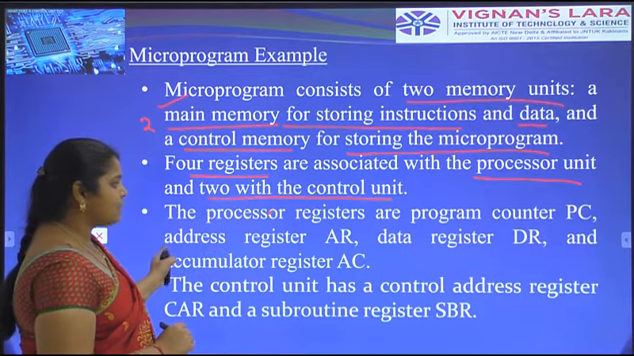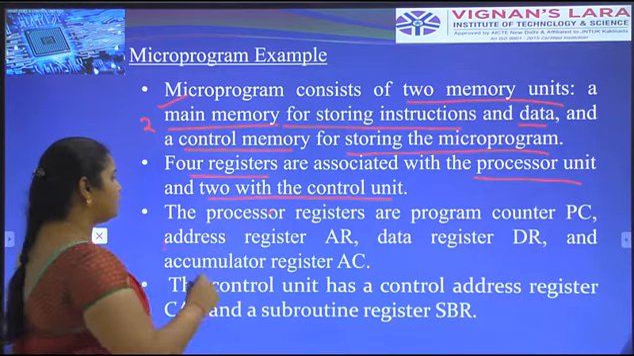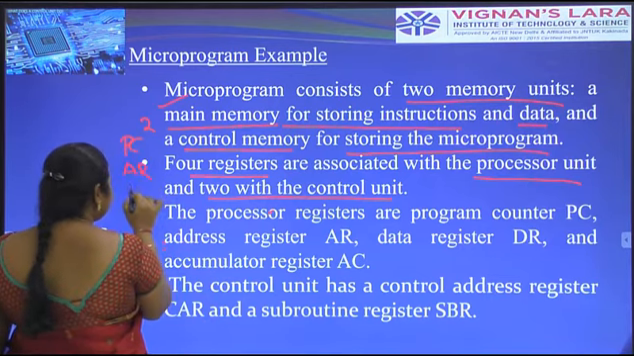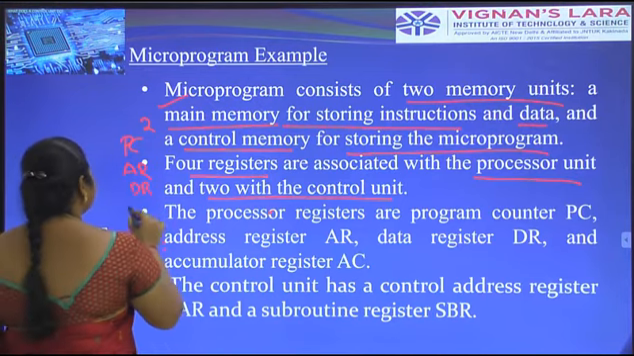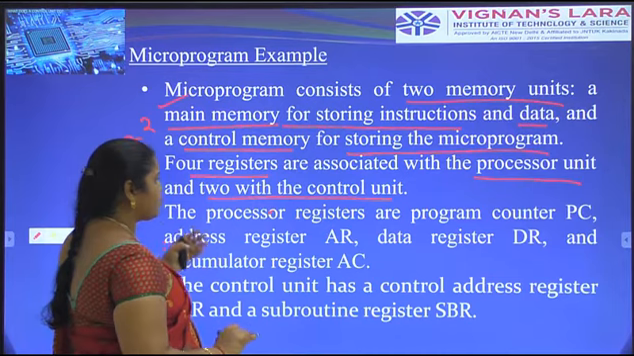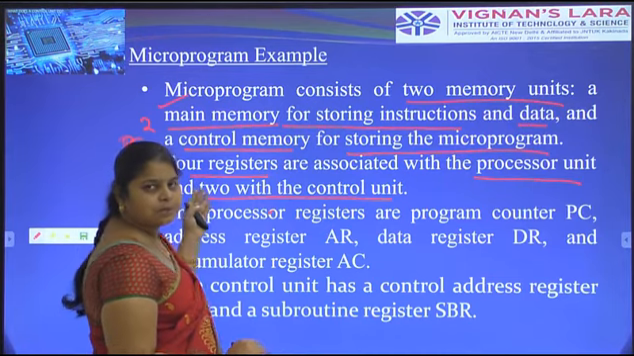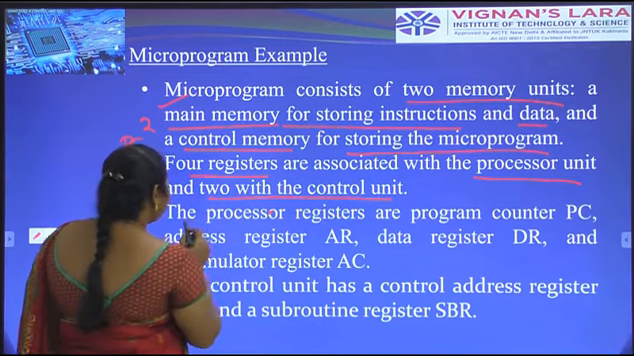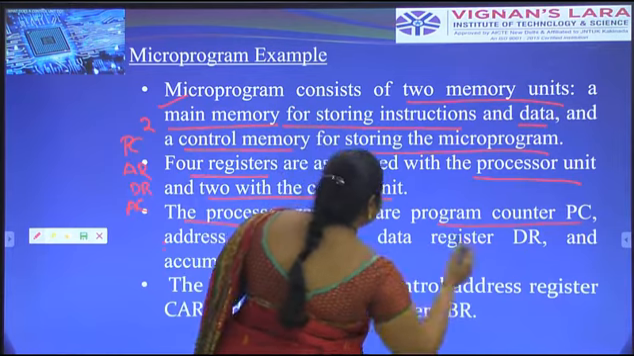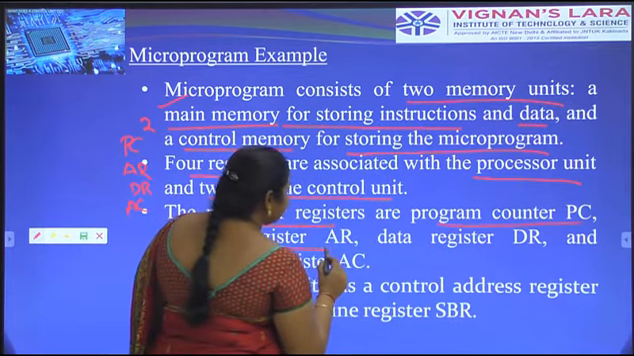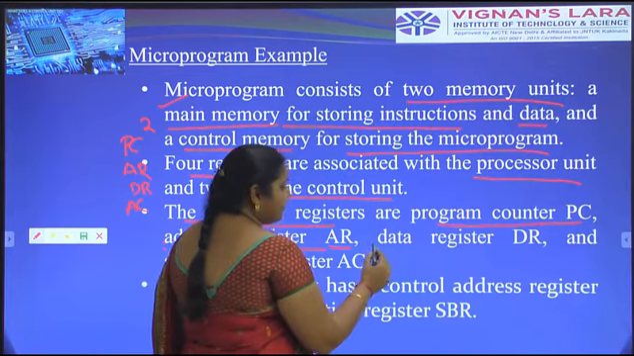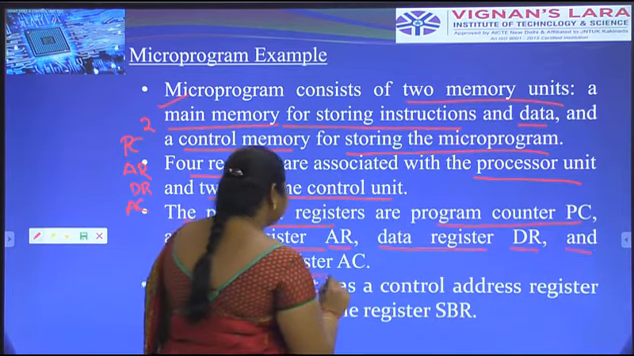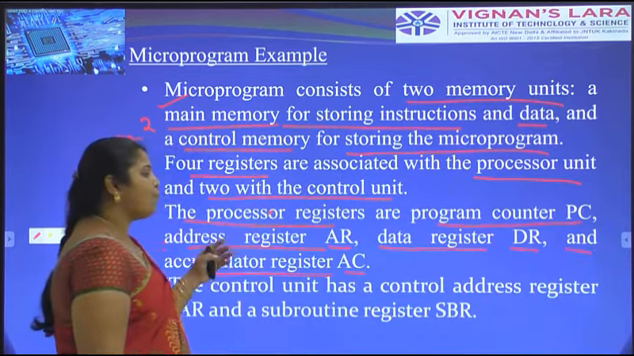What are these registers? The processor registers are the program counter, address register, data register and accumulator register. The first one is the program counter, the second is the address register, denoted by AR, the third is the data register, denoted by DR, and the fourth is the accumulator register, denoted by AC. These are the four registers.